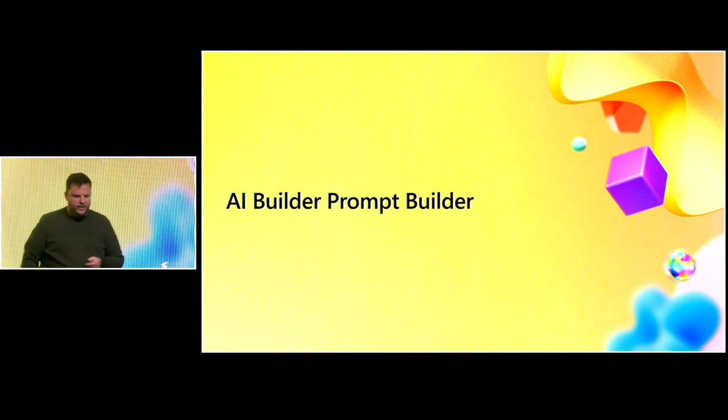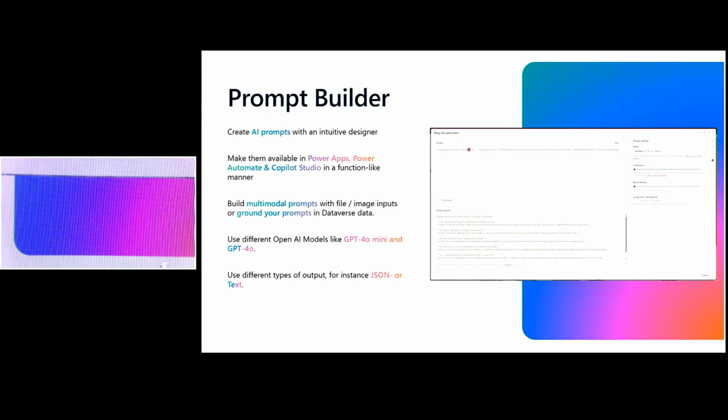There we go. And that's the AI Builder Prompt Builder. This is a really cool thing because you can create AI prompts with the Prompt Builder, and that is basically a reusable prompt that you can create, and you can really create a function like it. So what you can do is add a prompt, and it can have an input, it can have output, etc. And you can design that in the Prompt Builder.